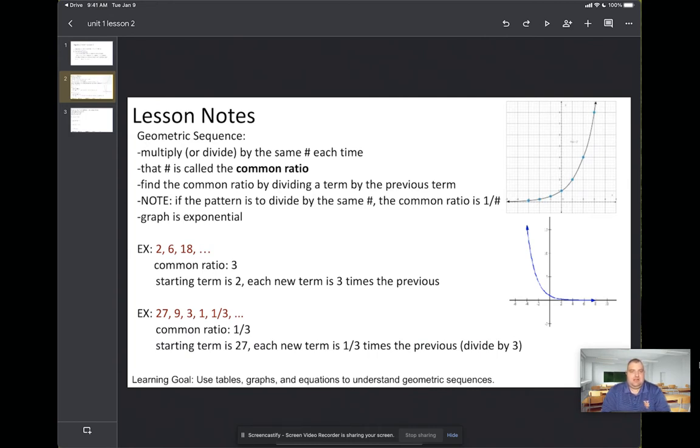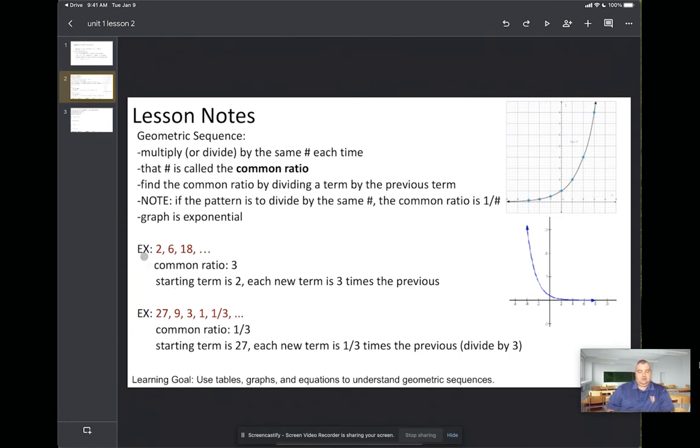We can find the common ratio by dividing any term of the sequence by the previous term. So if I have a geometric sequence, I can figure out the common ratio by dividing any term of the sequence by its previous term. Now, the thing you want to note is if the pattern is to divide by the same number, we say that the common ratio is 1 over that number. What I mean here is to look at these examples.